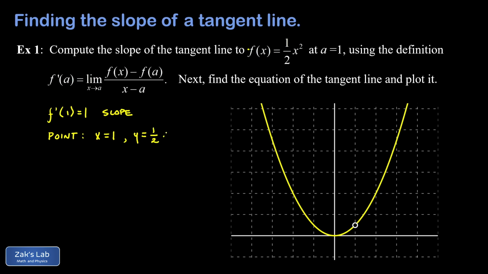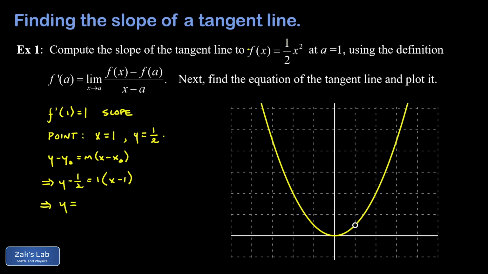So now we have the slope of our tangent line, and we have a point that it's passing through, and we can apply the point slope formula. That's y minus y naught is equal to m times the quantity x minus x naught, and we just plug everything in there. So I have y minus 1 half is 1 times the quantity x minus 1.